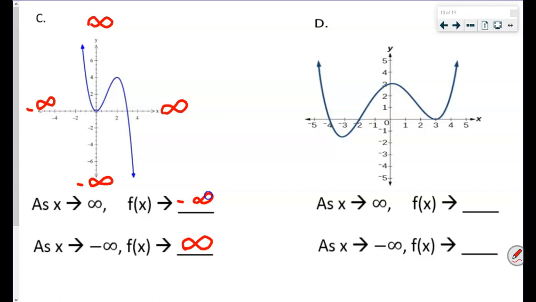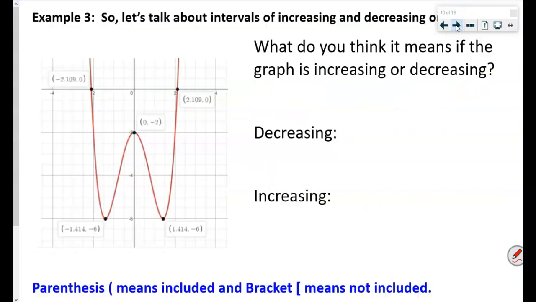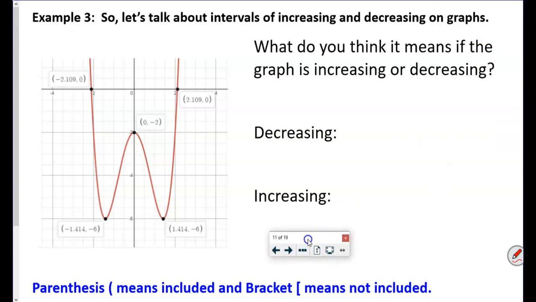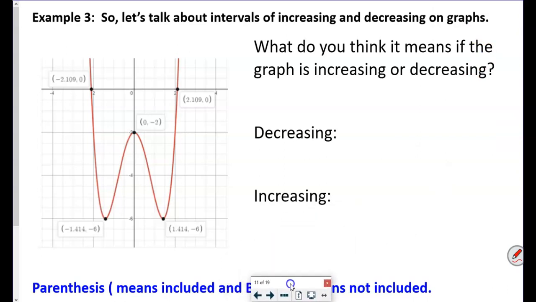This next one, pretty easy, right? Because no matter which direction I go, whether I go towards infinity here or I go towards negative infinity, where's the graph headed? Infinity, right? So, all right, now we're going to talk about our new concept for the day, and this has to do with intervals of increasing and decreasing, okay? So, we're not going to worry about this down here.